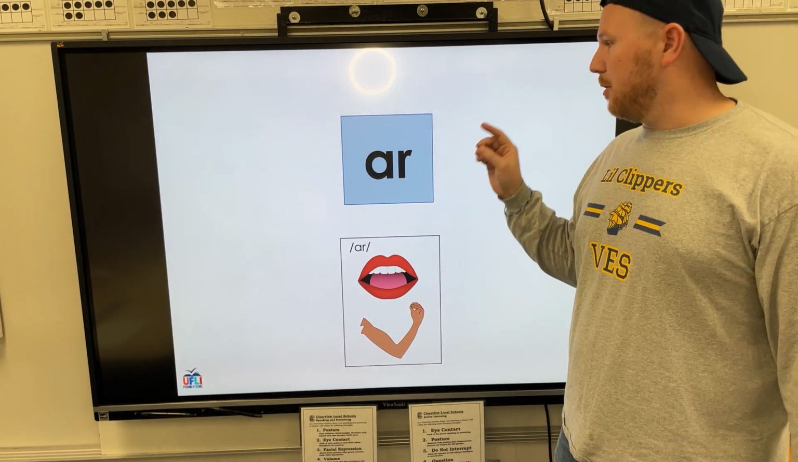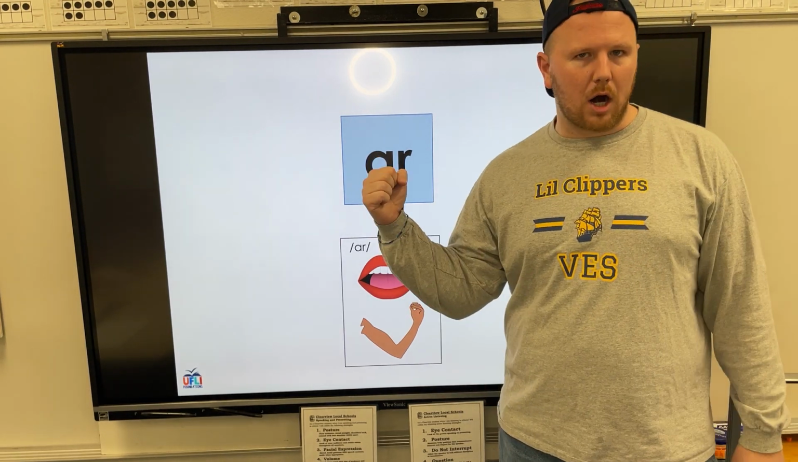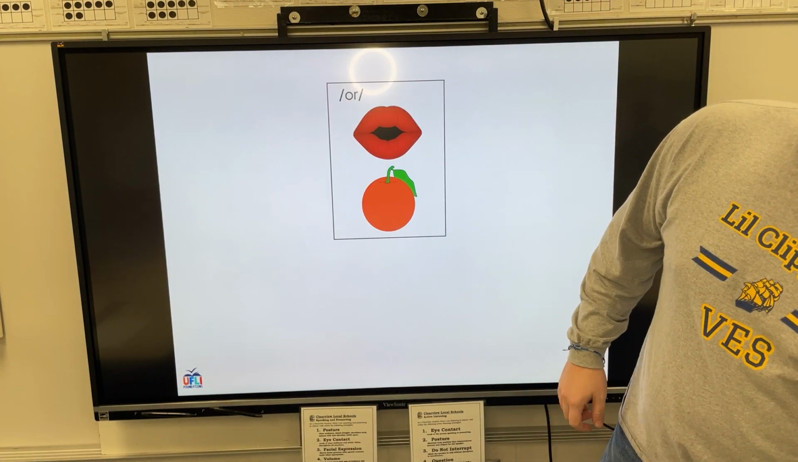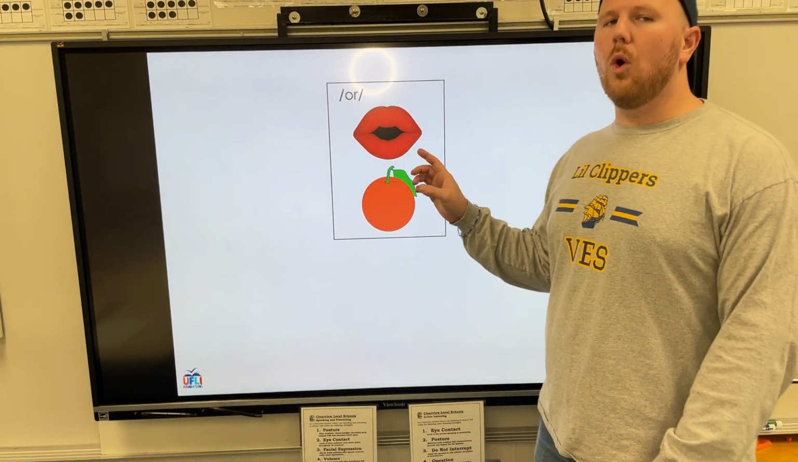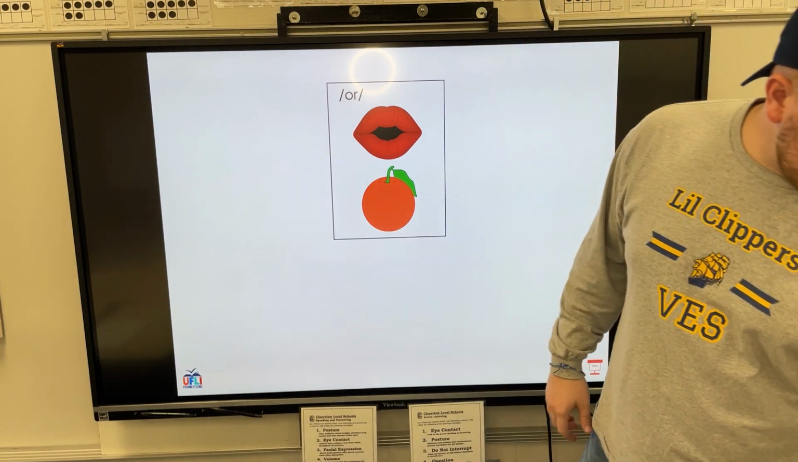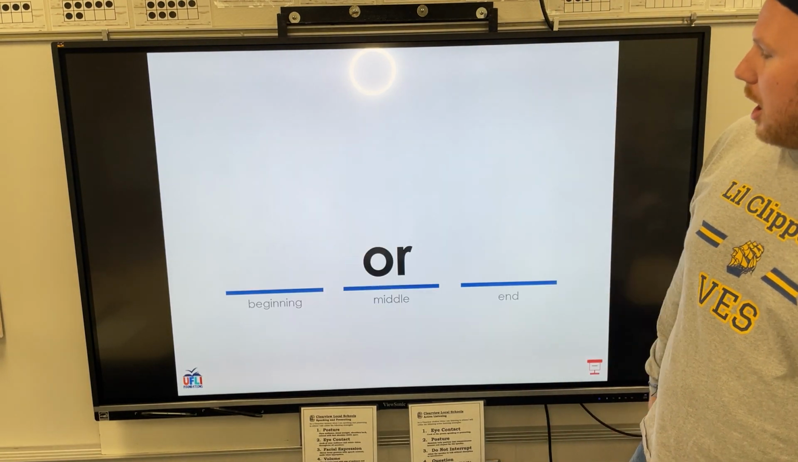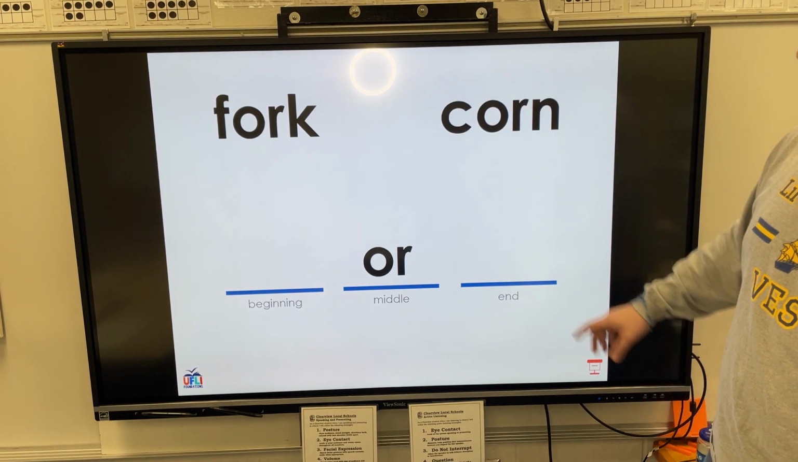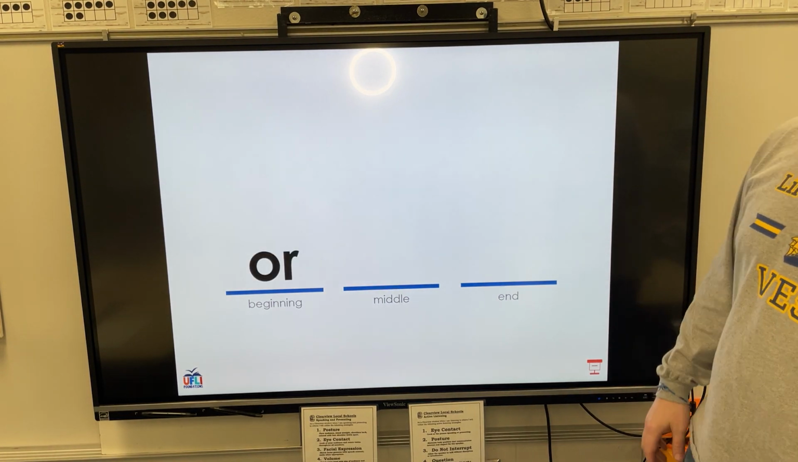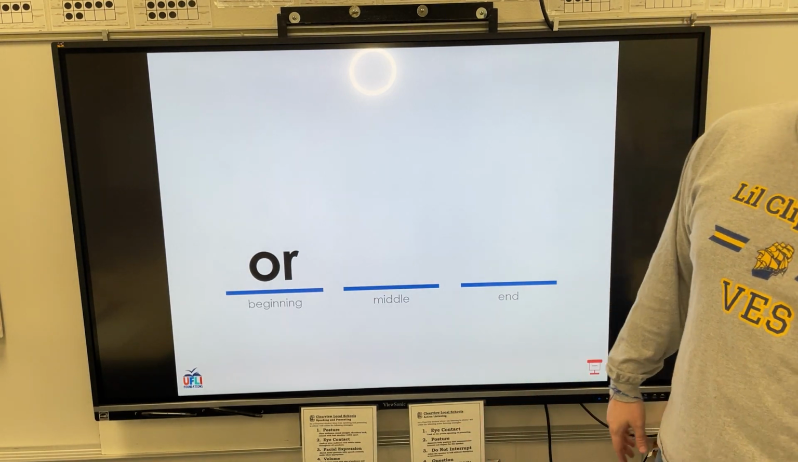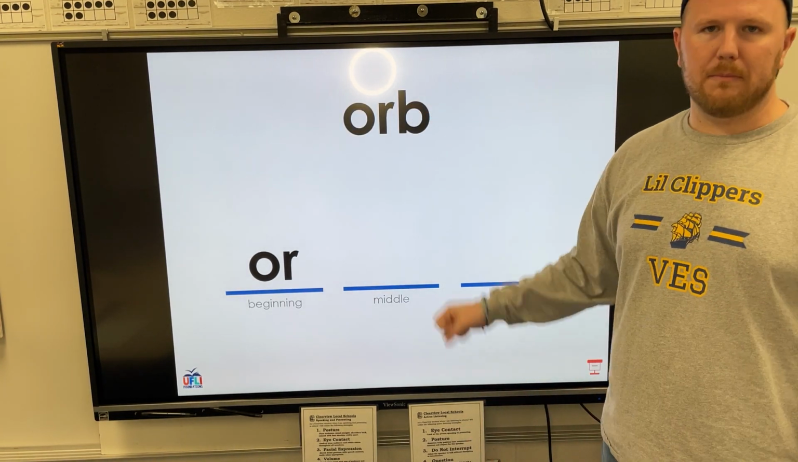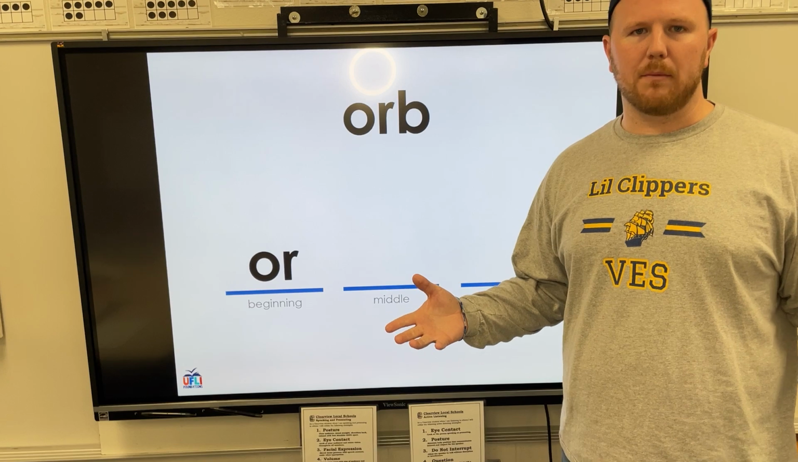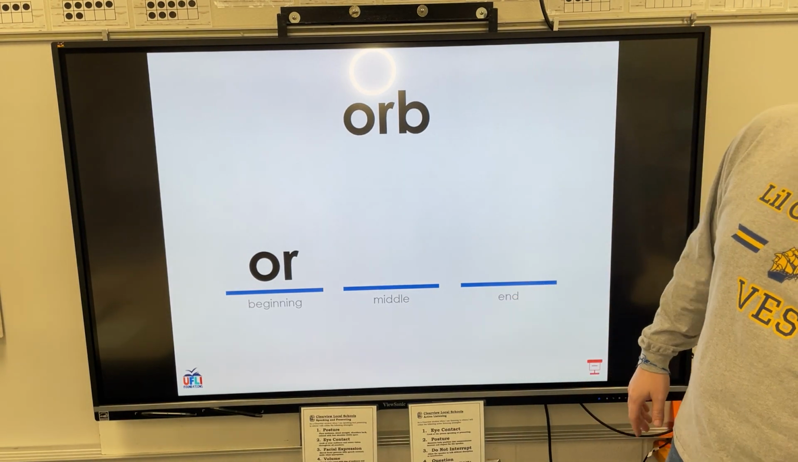This is the other one though. AR says R, like arm. And OR says or, like orange. It is spelled OR, which can be in the middle, like fork and corn. But it could also be at the beginning, like we said with orange, or orb. Or you might play with Orbeez, you might know what those are. It also starts with OR.